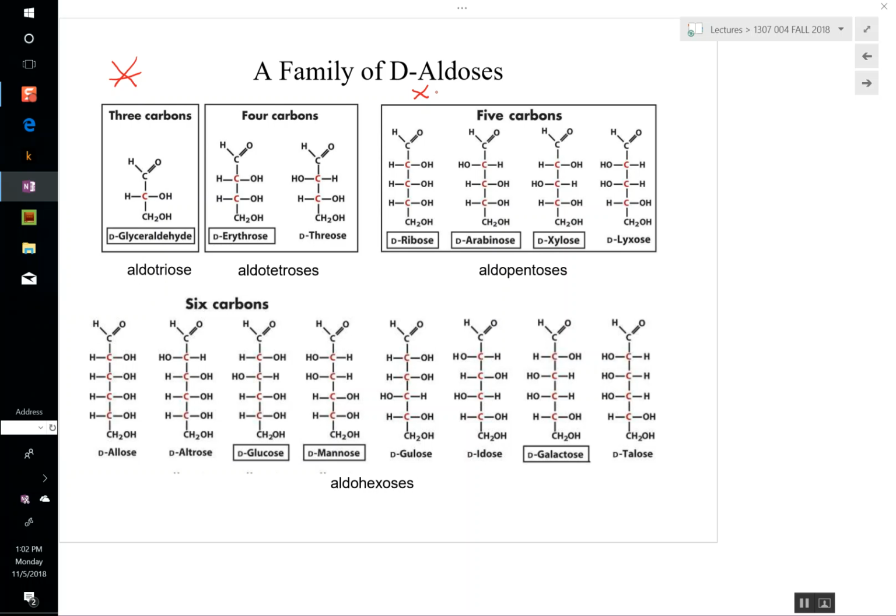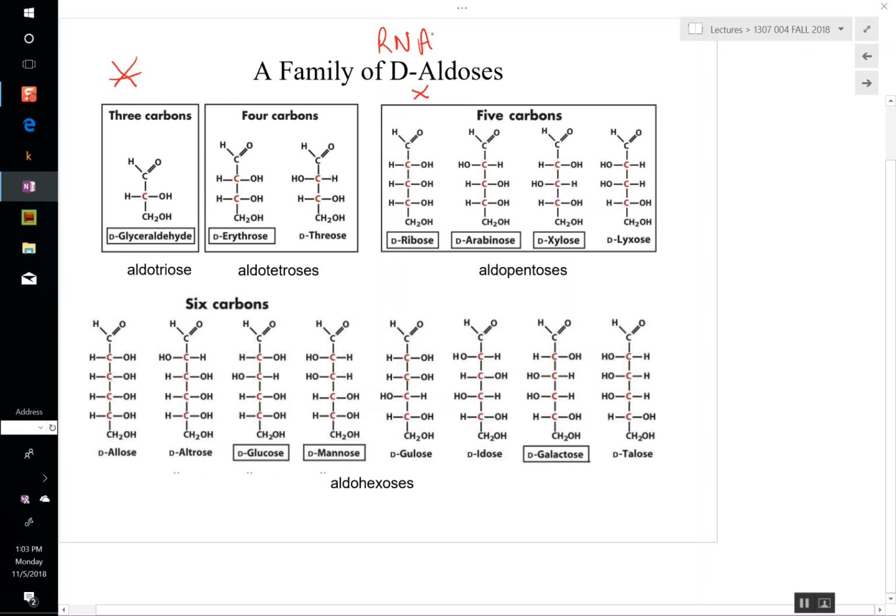So what we'll learn in chapter 20 is that DNA and RNA have a sugar phosphate backbone. Sugar. What sugar? In RNA, ribose. That's the sugar in RNA. So I'd like you to know that sugar.